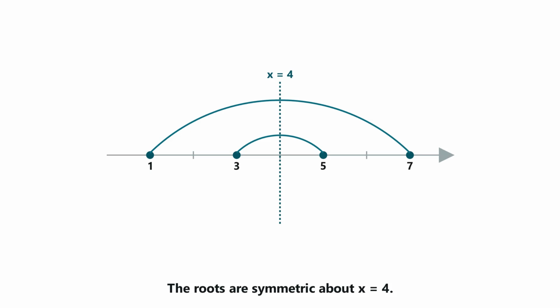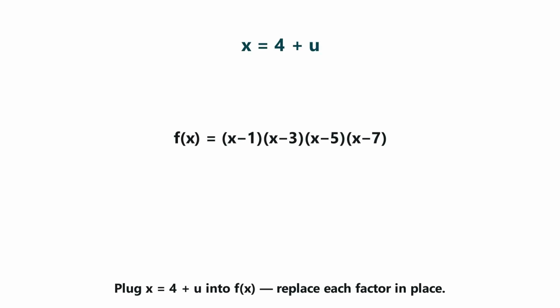So we can see the roots are symmetrical around 4. 1 and 7 are equally far from 4, and 3 and 5 are also equally far from 4. So substitute x equals 4 plus u into f of x to get f of u. This is just the same graph shifted back by 4 horizontally. So this will not change how many times any horizontal line cuts the graph. It will only change where it cuts the graph. But where it cuts the graph is not relevant for answering this question.